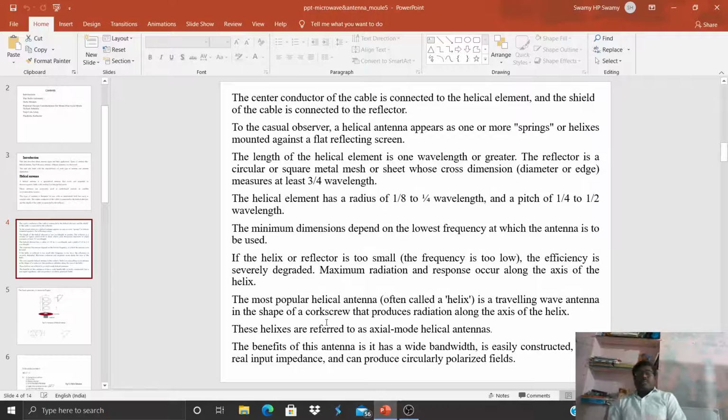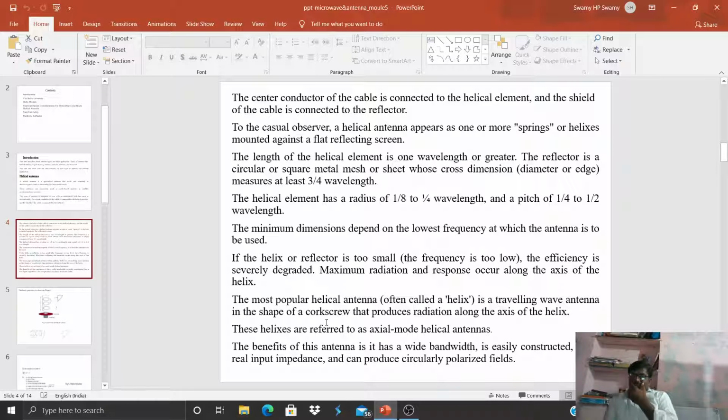The center conductor of the cable is connected to the helical element and the shield of the cable is connected to the reflector. If you want to see this helical antenna casually, it appears as one or more springs, or helices, mounted against a flat reflecting screen.